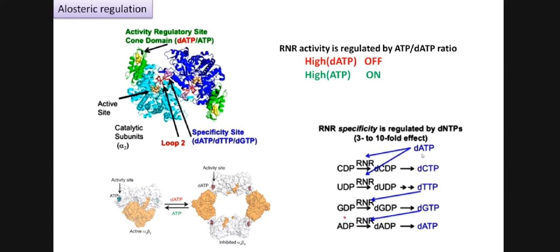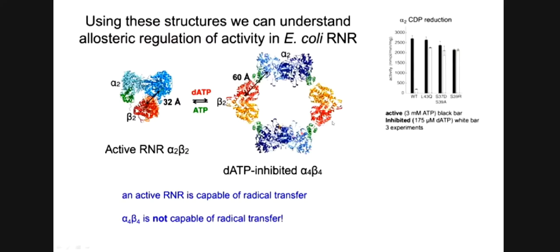Here is the rule: if dATP binds to the specificity site, it alters the preference of the active site to CDP and UDP. If dTTP binds here, the preference is GDP, and if dGTP binds here, the preference alters to ADP. And how dATP deactivates the enzyme can be explained by this.